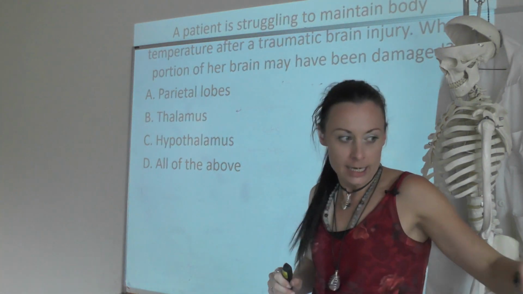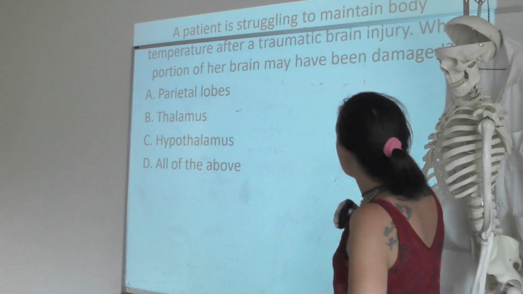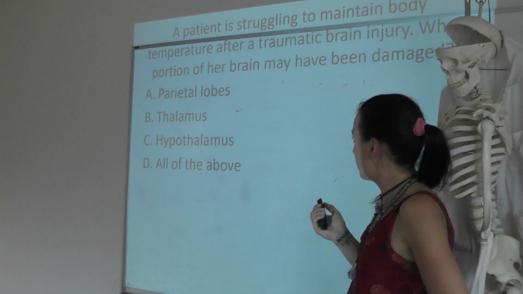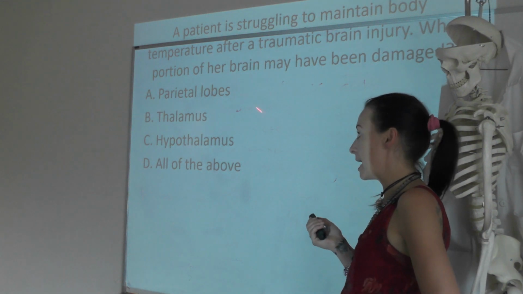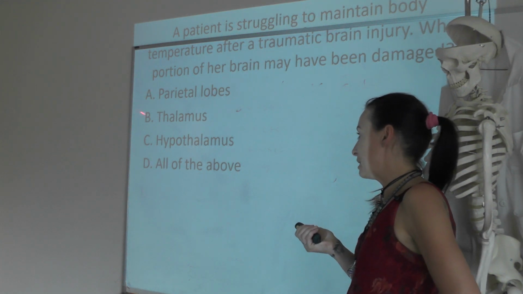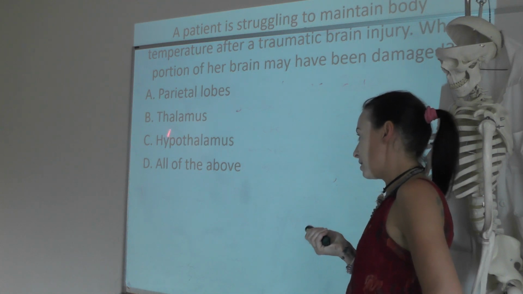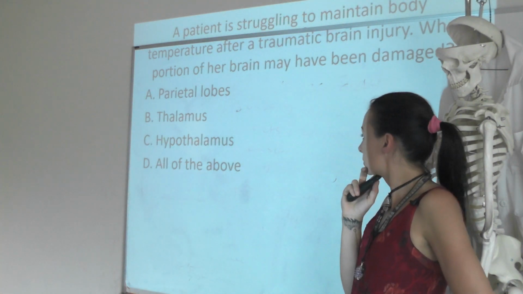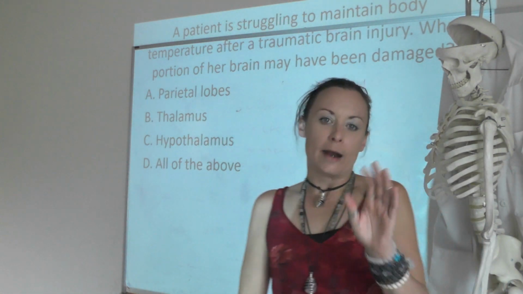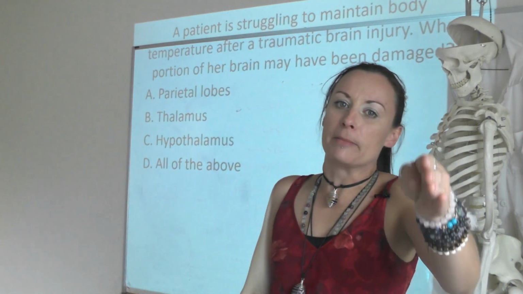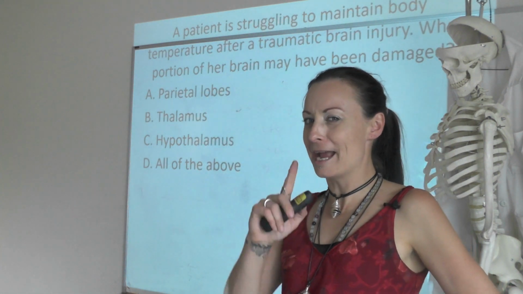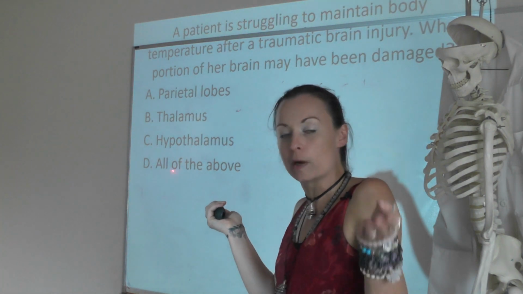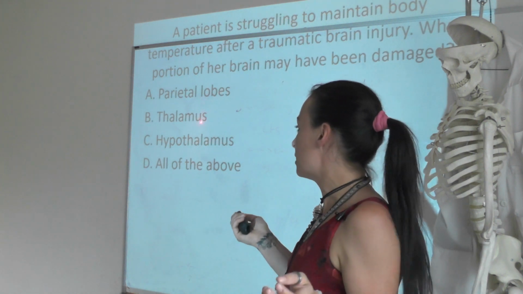Okay, next question. A patient is struggling to maintain body temperature after a traumatic brain injury. Which portion of her brain may have been damaged? A, the parietal lobes, B, the thalamus, C, the hypothalamus, or D, all of the above. All right, right now you're saying, lady, we didn't even talk about temperature regulation. We sure did, chapter 1, baby. And we said that the hypothalamus had the thermoregulatory center in the brain. You're bringing it all together right now, people.